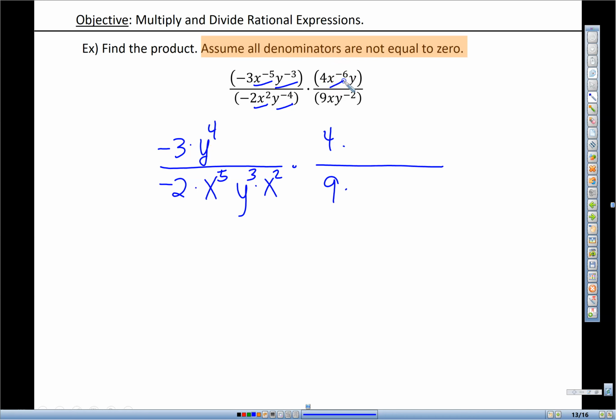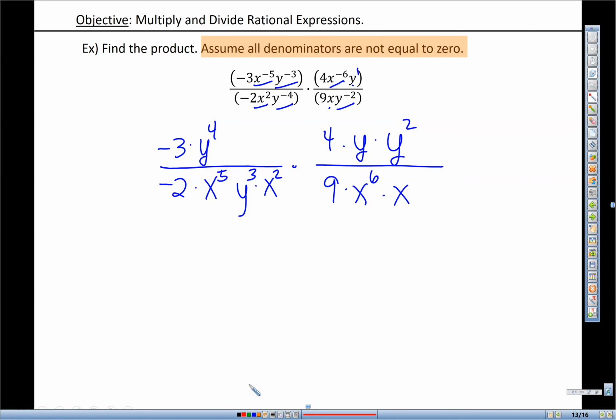Over here, this power of x would move to the denominator, and now 6 is positive. The y, which is a positive 1 exponent, would stay. The x, which has a positive 1 exponent, would stay in that denominator, and this power of y would move up, and it would now have a positive 2 exponent. Fewer mistakes are made once all of your numbers for exponents are all positives.